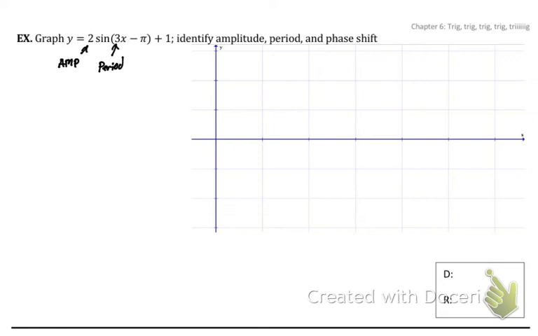Here's where we're going to be stuck at. Would you agree that this is going to go right pi units? It would go right pi units if the period was 2 pi. If I had this graphed all the way out to 2 pi, it would move exactly pi units.